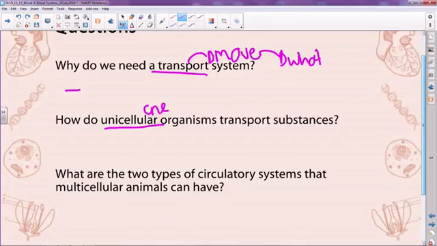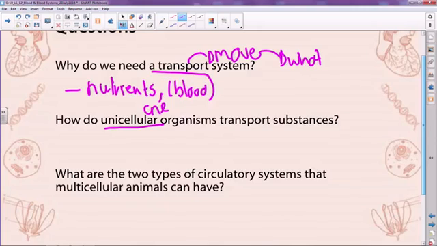Now I need to think. I'm going to be moving nutrients, which is in the blood. When I use the word nutrients, I'm basically saying all the things that my body might need. And what else do I need to do? And waste products. Because although I make some good things, I'm also going to make waste products. And what do I need to do?